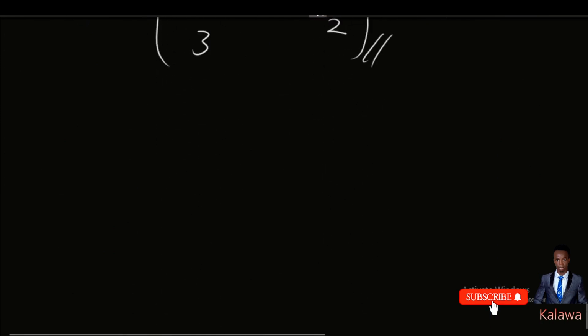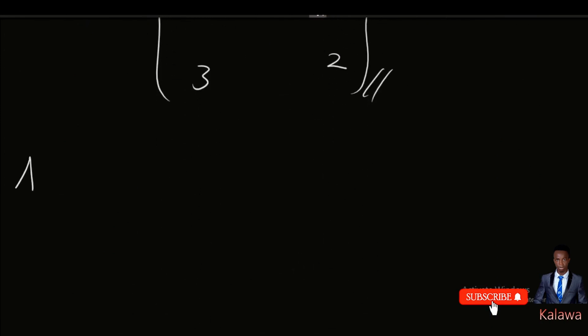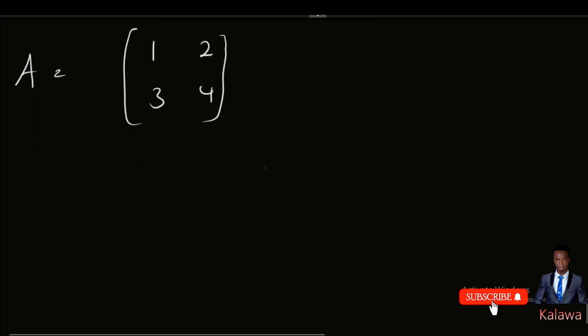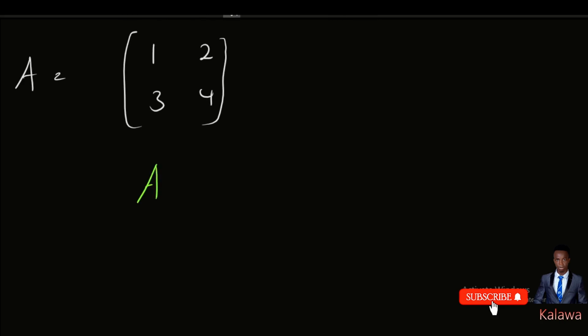That is 1, 2, 3, and 4. Okay, let me take the A part. So A again is going to be 1, 2, 3, and 4. And then they ask us to find the determinant. We follow again. Let's write the formula. Always write the formula. They've asked us to find the inverse.